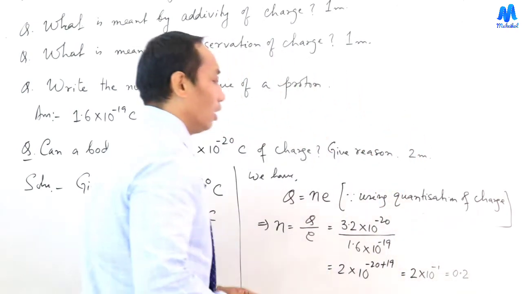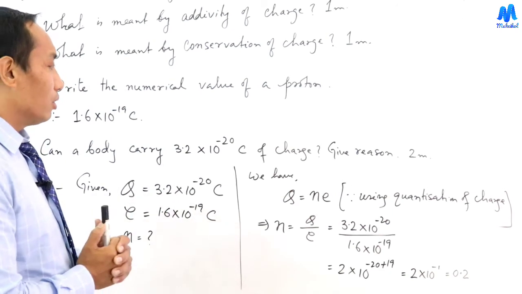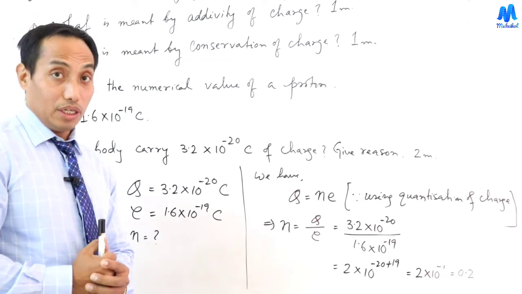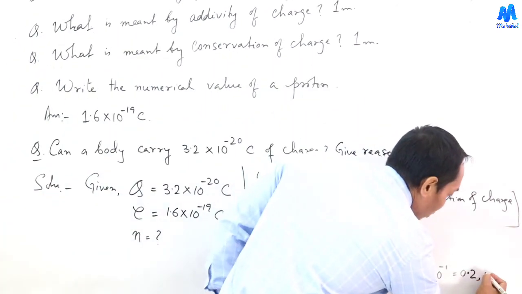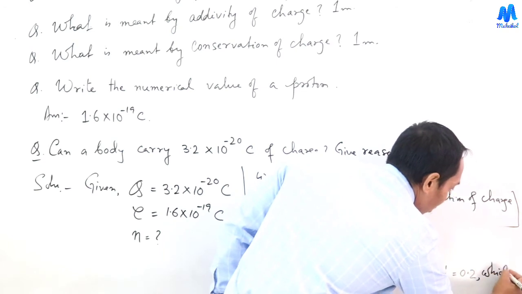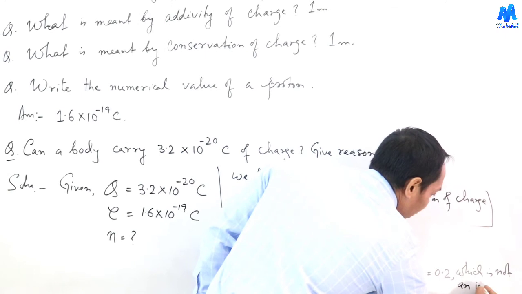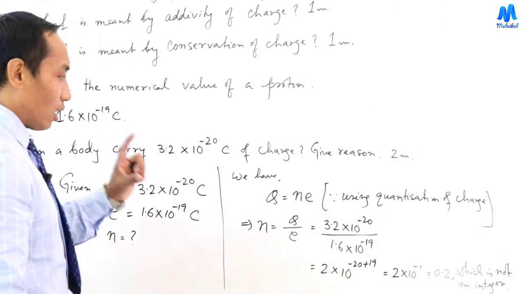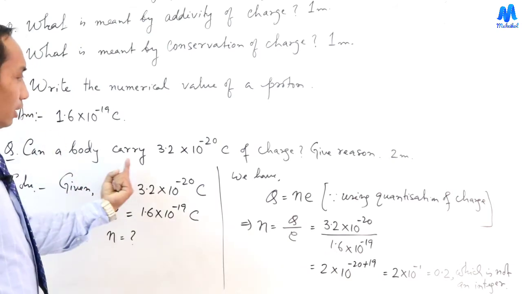0.2 is not an integer, it is a fraction. A body cannot have a fractional number of charges. Which is not an integer. Now, the conclusion: hence, a body cannot carry this much of charge.